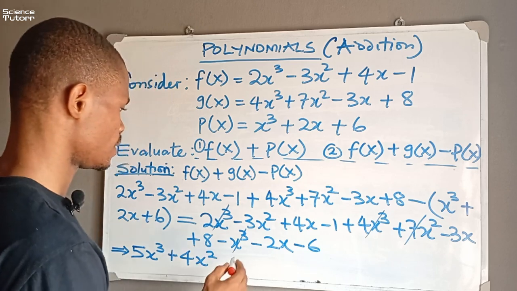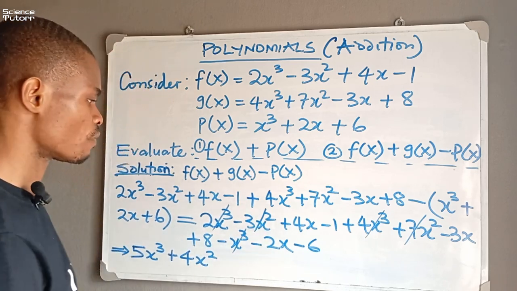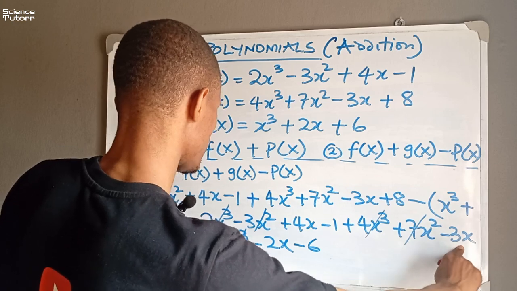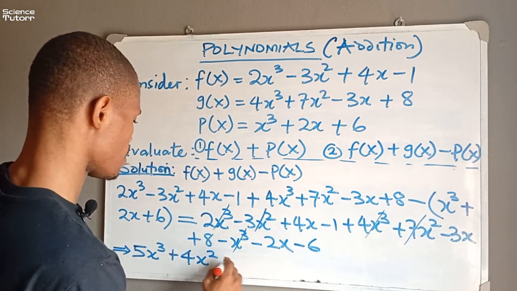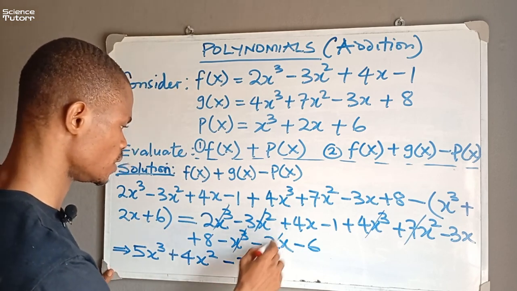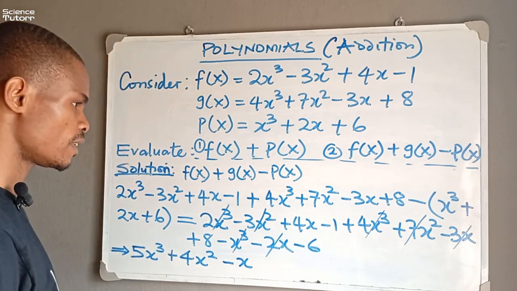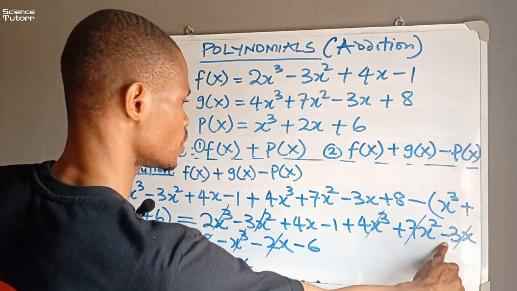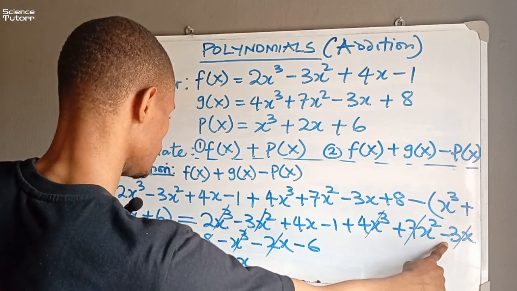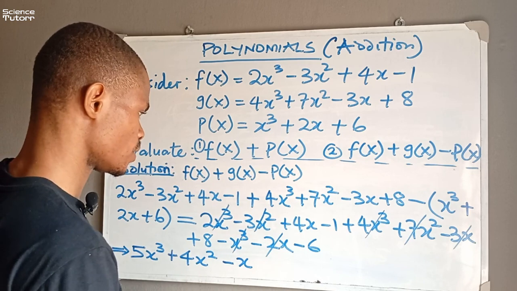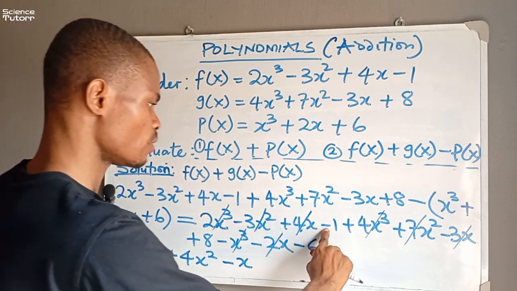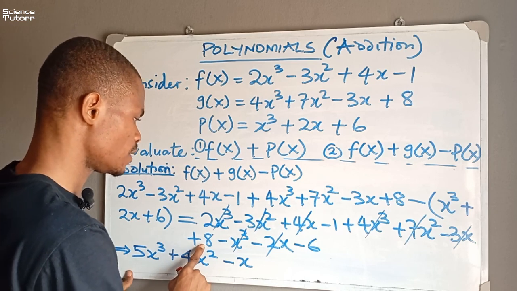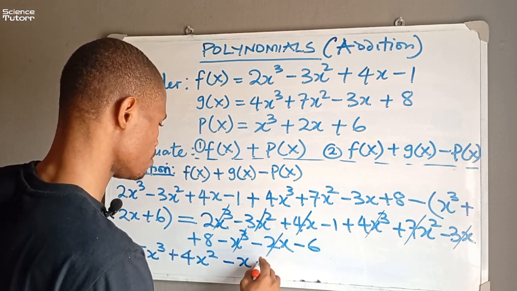So we have plus 4x squared. We have dealt with this and this. Onto values of x. Okay, let's do this again. We had 4x minus 3x, which is x, then x minus 2x, which is minus x. So we've dealt with this as well. And then finally, we have minus 1 plus 8, which is a plus 7. And then 7 minus 6 is a plus 1.